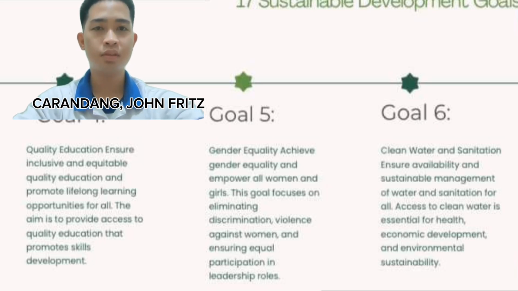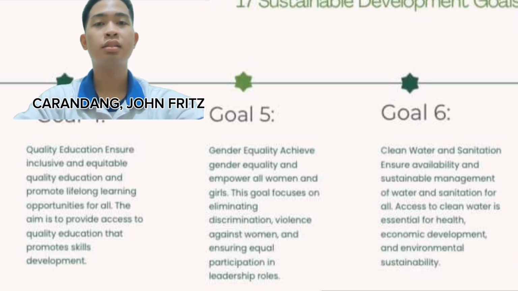So the example of this is water access programs in rural areas. In many parts of the world, rural communities lack easy access to clean water. Programs like the installation of hand pump wells, solar-powered water systems, or water purification systems in underserved areas are direct ways to improve water access and sanitation, improving health outcomes and economic opportunities for these communities.